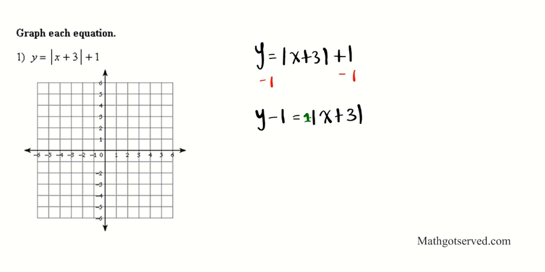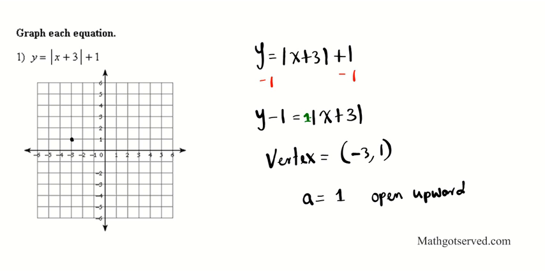So what's the vertex? The vertex is the opposite of the number next to x, which is negative 3, and the opposite of the number next to y. The opposite of negative 1 is positive 1. So there goes your vertex. Let's look for negative 3 and 1 on the graph. We go 1, 2, 3 to the left, and then go up 1. Since a is positive 1, it's going to open upwards, and it's not going to be wider or narrower compared to your standard absolute value function.